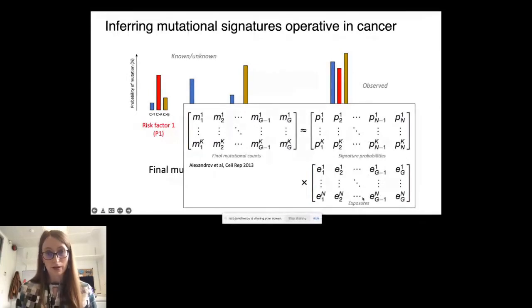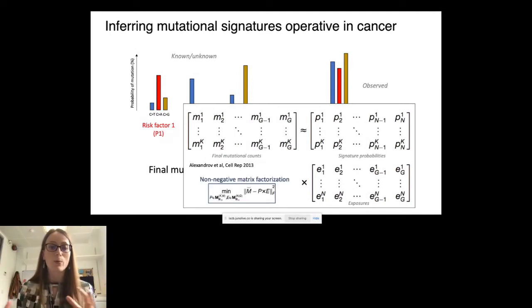Now, the good thing about this is that you have some constraints on the system. The probabilities, being probabilities, have to be between 0 and 1. And also the exposures, so these are the contributions of the different risk factors to the genome, are also in terms of percentages. So again, they have to be between 0 and 1. And this is a problem where non-negative matrix factorization therefore works very well.